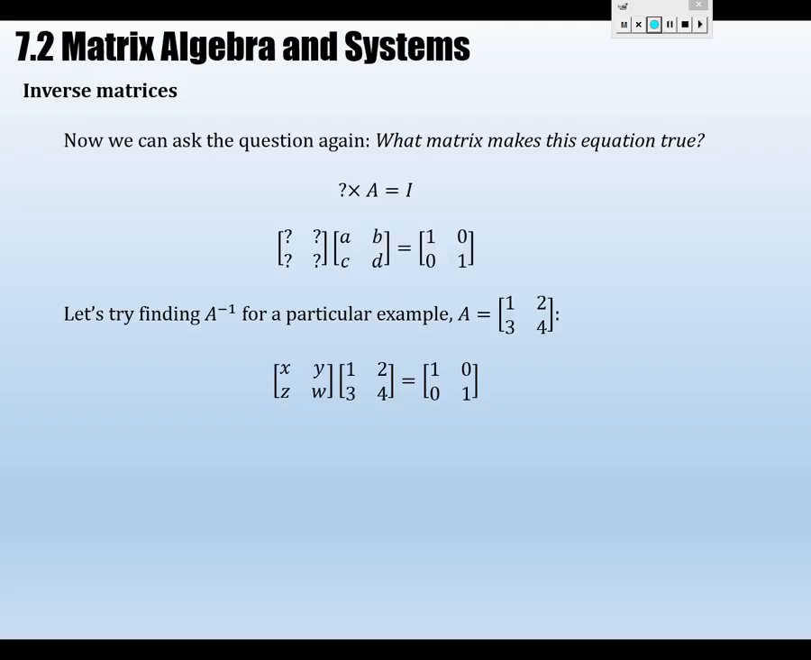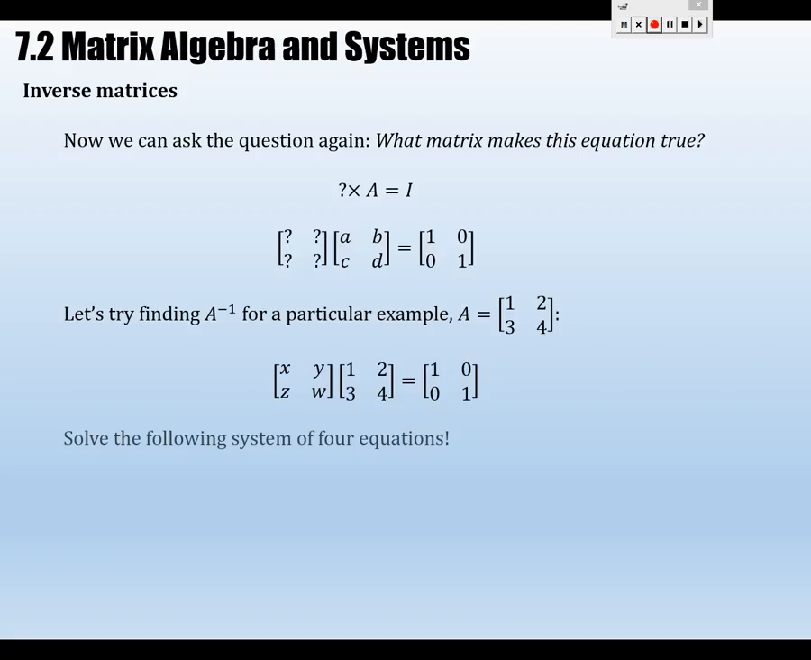X plus 3y. Shouldn't that end up being whatever x and y are? Shouldn't that end up being 1? X plus 3y. Good. Let's write that down. X plus 3y equals 1. Great. Shouldn't it also be true that 2x times 4y ought to be 0? Okay, great. Let's write that down.